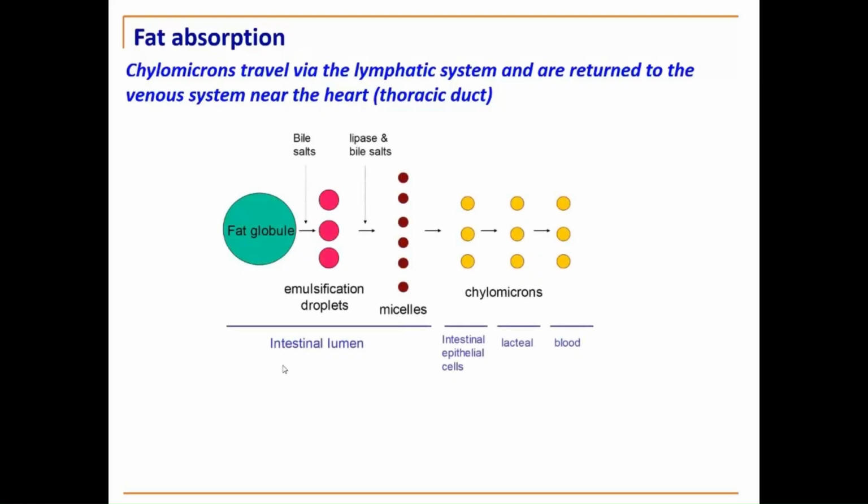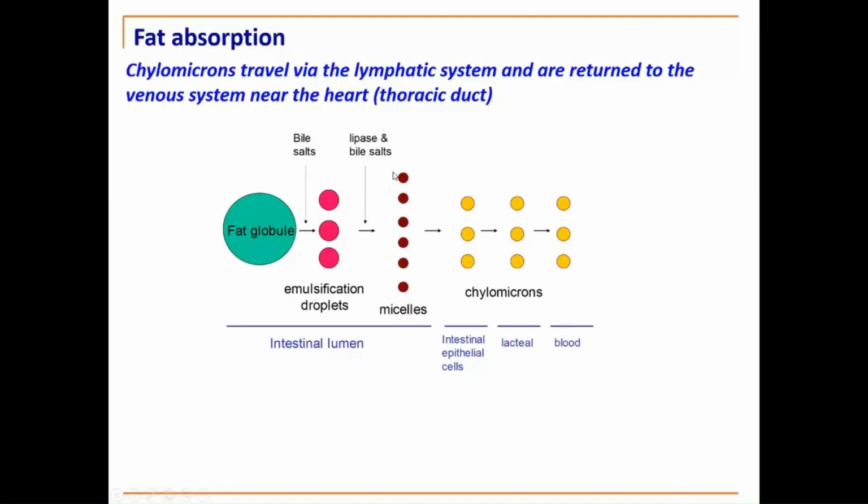So if we're looking at a summary as to what's happening at this point, we're in our intestinal lumen. We have large fat globules there, and you get all this mechanical digestion through contraction and relaxation of your smooth muscle, and through the action of your bile salts, you get emulsification of your droplets. They become much smaller, increasing the surface area. The bile salts and the lipase are then acting on them to break down the triglycerides into monoglyceride and fatty acids, and you form these micelles, which again are nice and small.